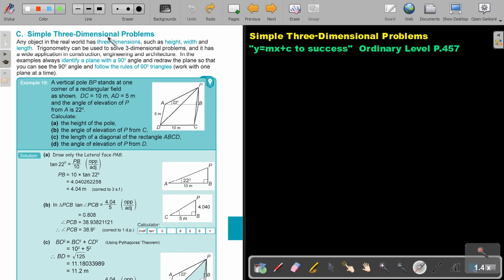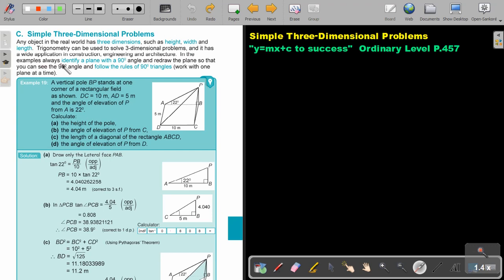Simple three-dimensional problems. Any object in the real world has three dimensions, such as height, width, and length. Trigonometry can be used to solve three-dimensional problems, and it has a wide application in construction, engineering, and architecture.